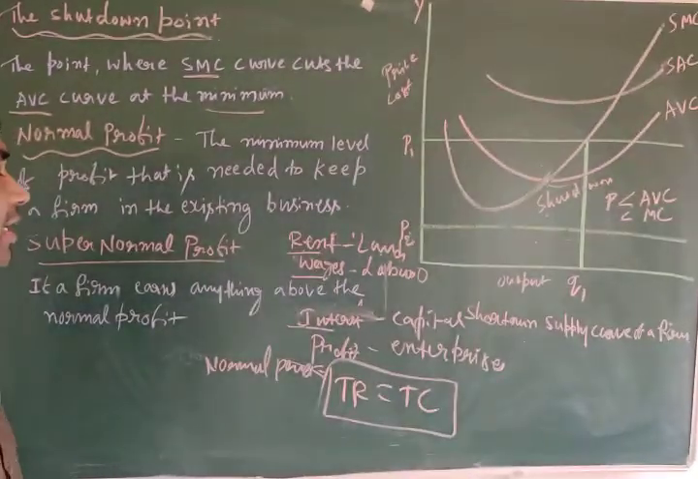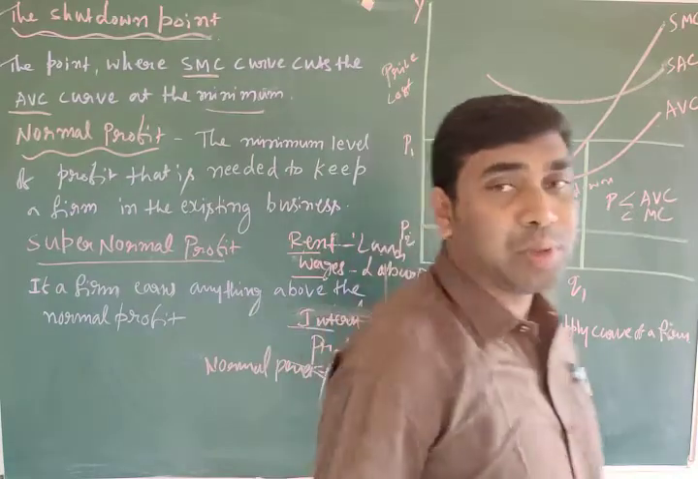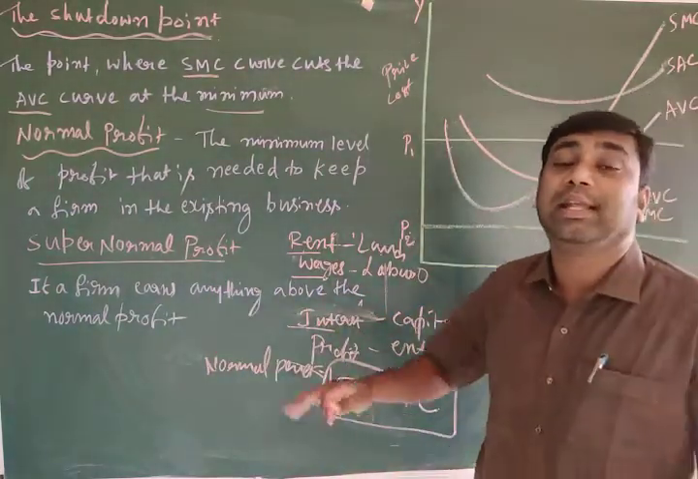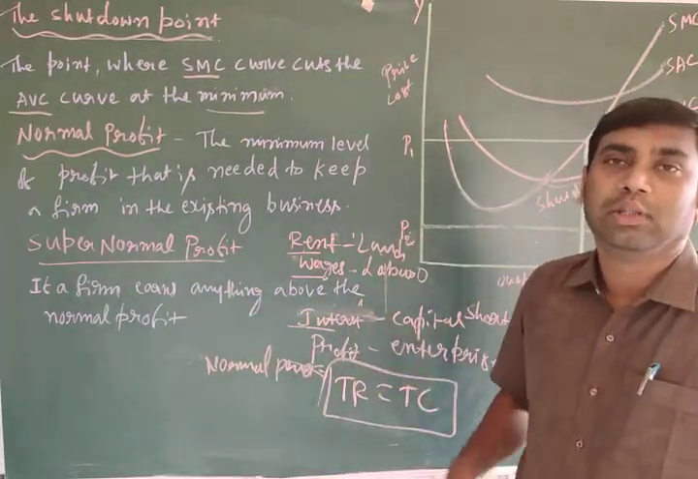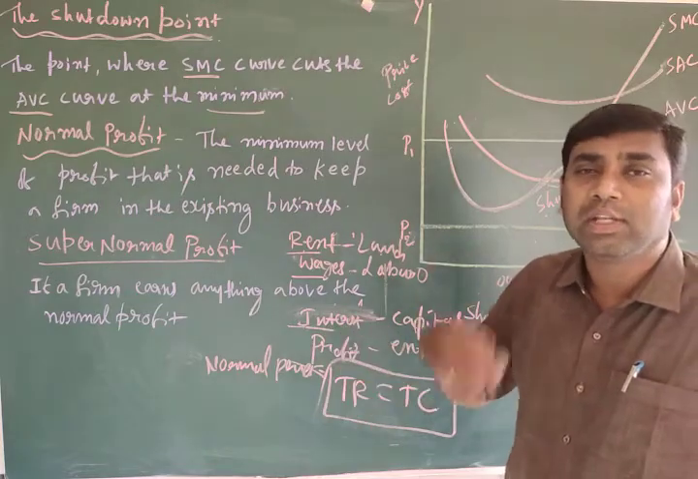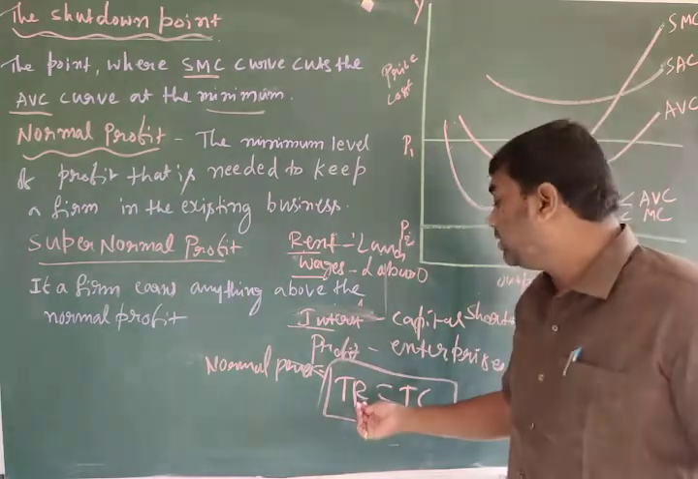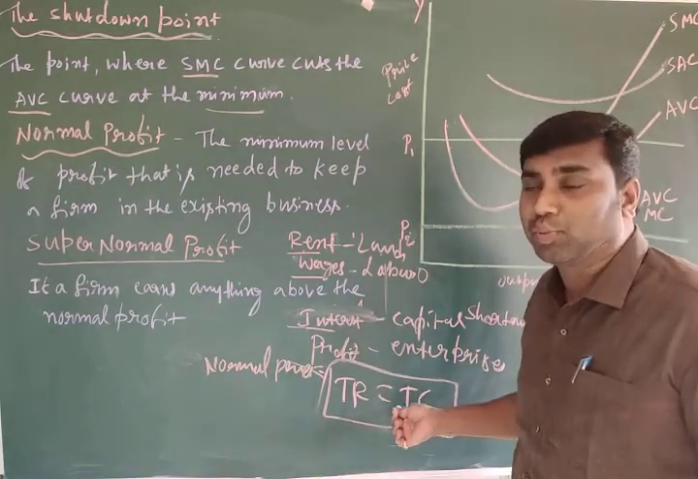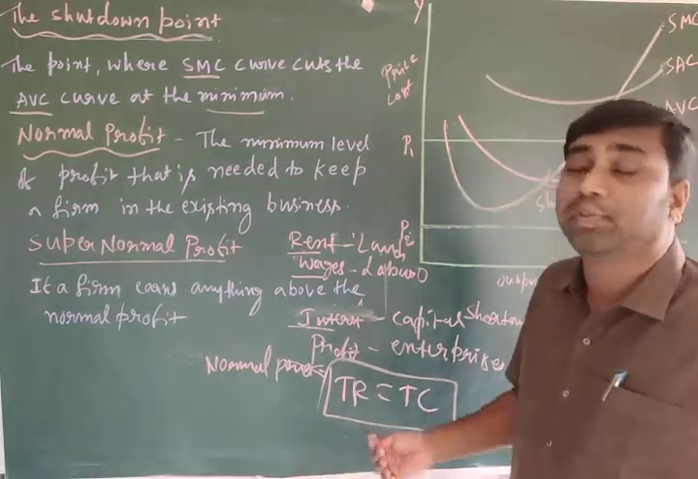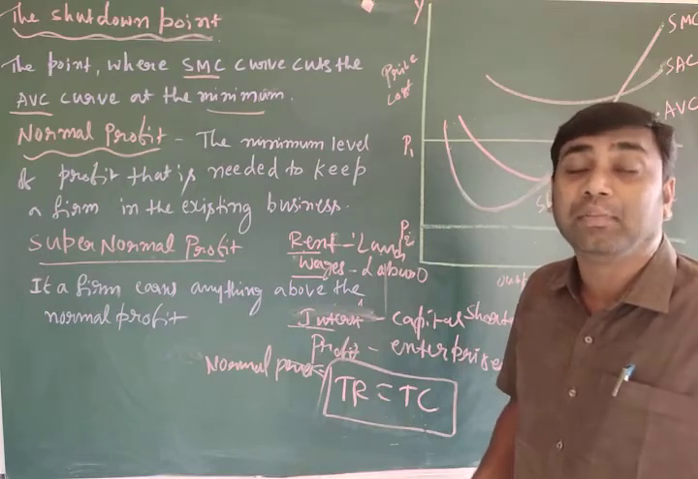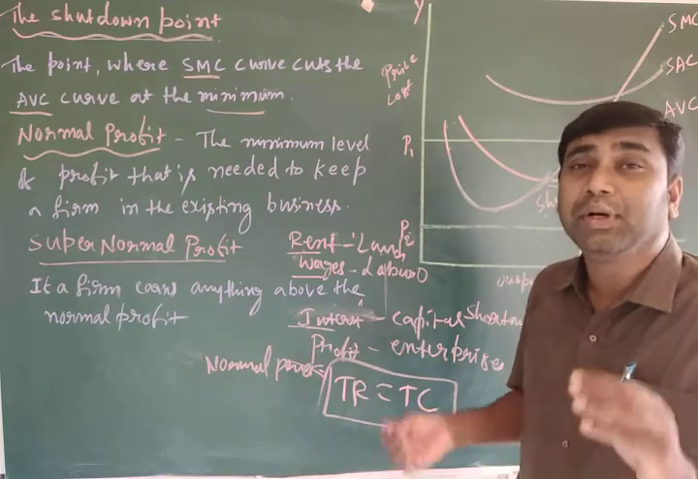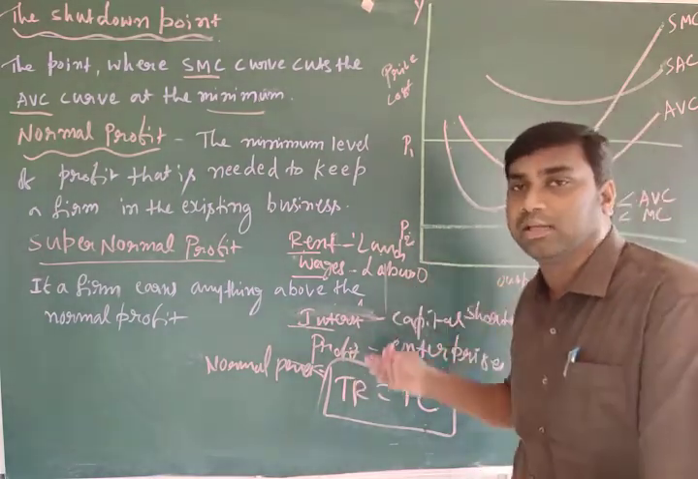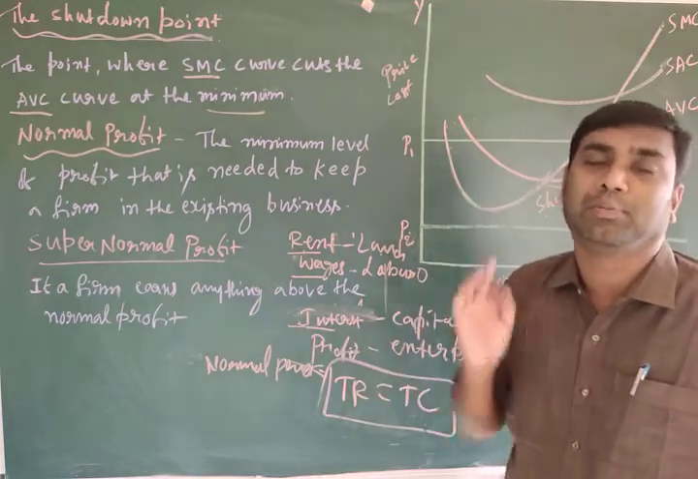TR equals TC. That means what they are earning should be equal to the cost. There is no above profit, there is no below profit. What they are earning should be equal to the expenses, the total cost. That should be the revenue earned by the firm. It's sufficient to cover all its costs. That is called only normal profit.